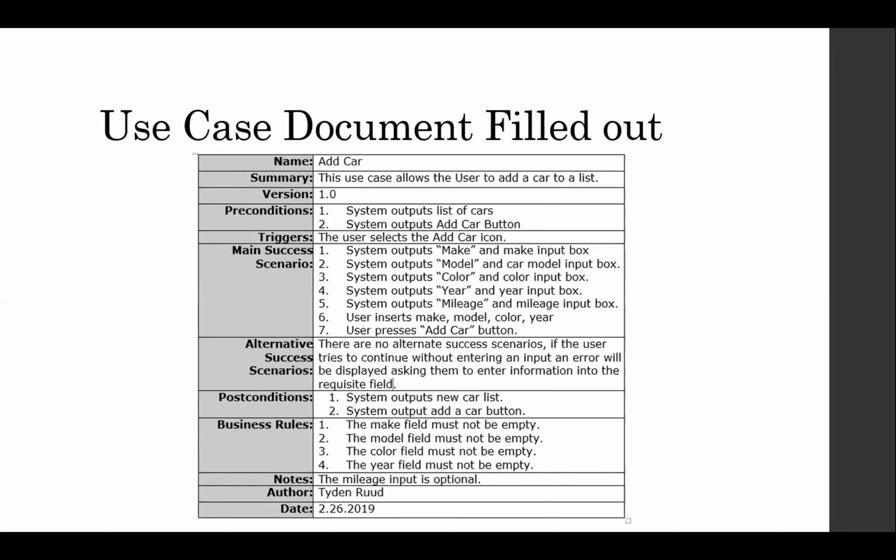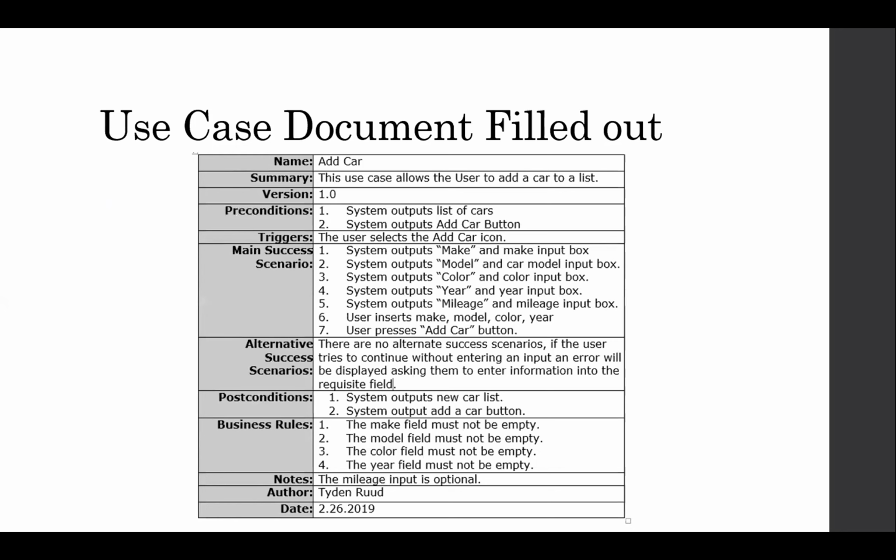Preconditions of what's there already. So the system outputs a list of cars, and then the system outputs an add button. The trigger is the user selecting the add a car icon. So the main success scenario is basically describing all of the steps to get the goal that you were intending the user to get.